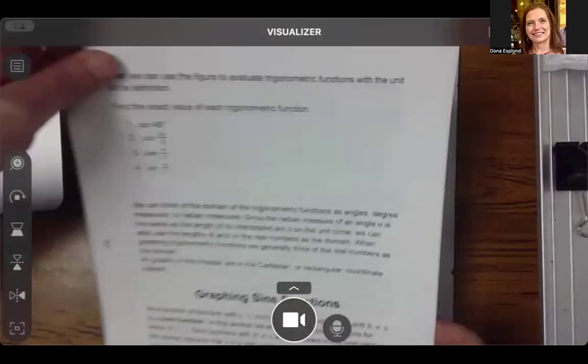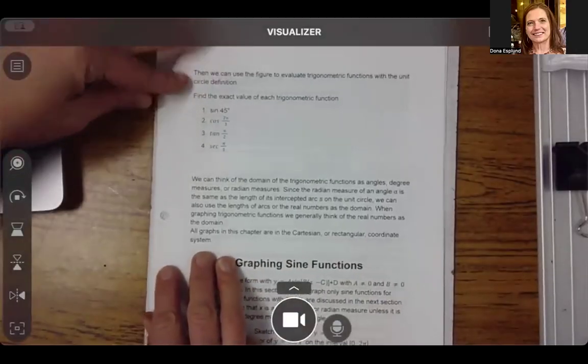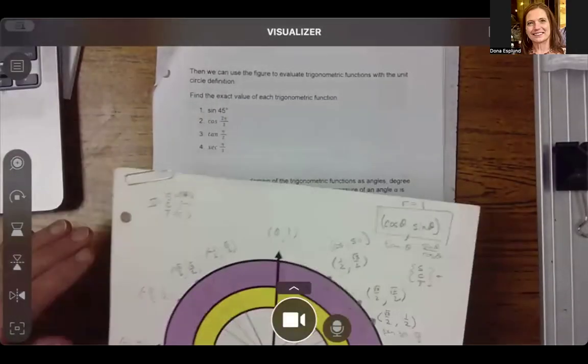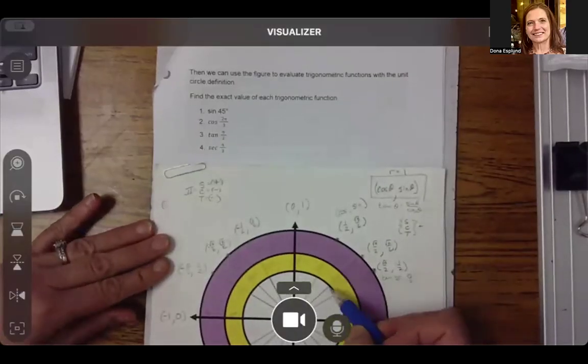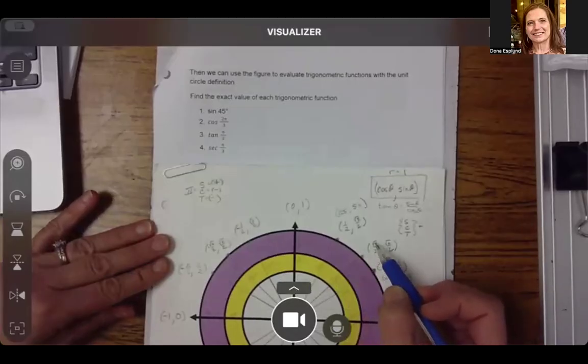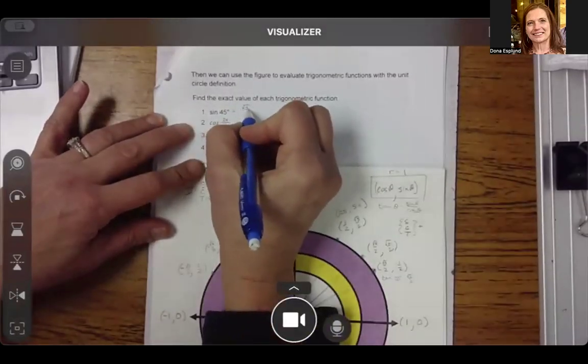So jumping on, just as a review, let's look at the exact value for each trigonometric function. If I refer back to my unit circle and I have the sine of 45 degrees, remember 45 degrees is also the same as pi over 4. My coordinate at that point would be the square root of 2 over 2, comma the square root of 2 over 2, which means that my sine and my cosine are going to be the same. So in this case, this is the square root of 2 over 2.